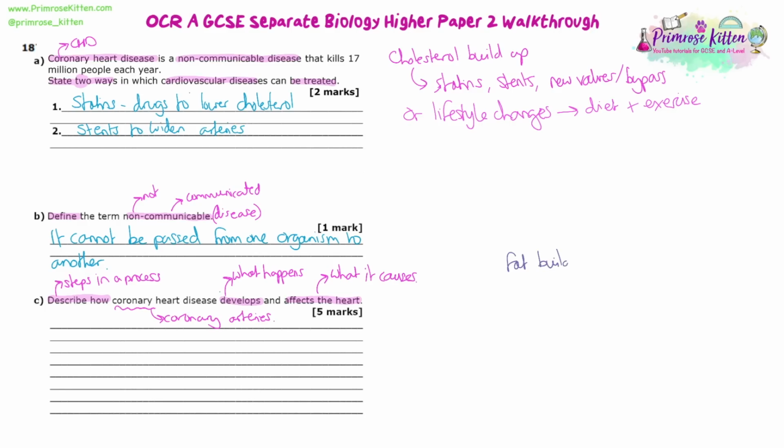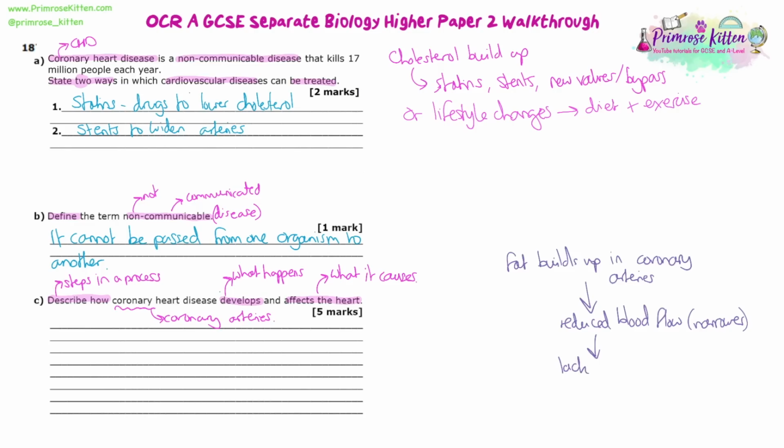So with any of these long answers, this is a 5-mark question, I would always jot down a little flow diagram, a little plan for myself to make sure I'm going to cover all of the steps in the process or all of the things I need to say to get these marks. So let's think about where we start. So we start with fat builds up in the coronary arteries. We have to say that it's coronary heart disease. It's not just heart disease. That's going to reduce the blood flow or make the arteries narrower.